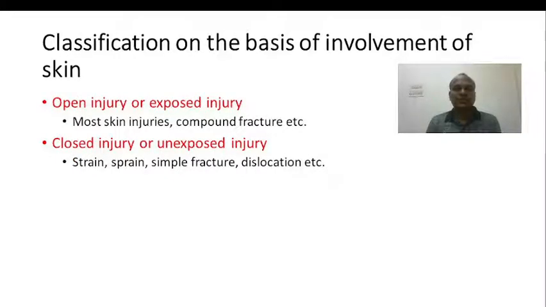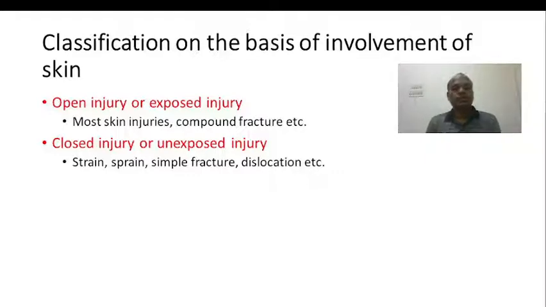Next is the classification on the basis of involvement of skin. So when the skin is torn, it is called open injury or exposed injury. Most of the skin injuries are actually open injuries, in which the continuity of the skin is lost. And in some compound fractures, the skin is broken and the bones are projecting outside.